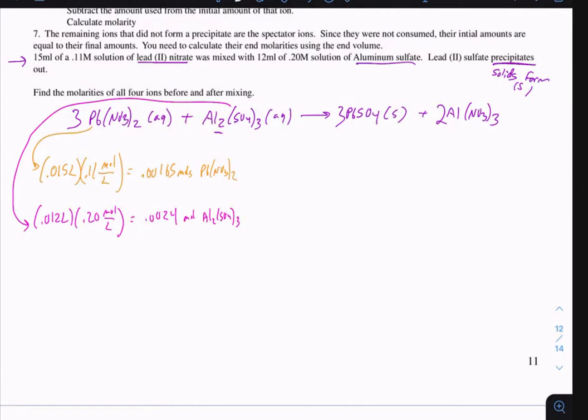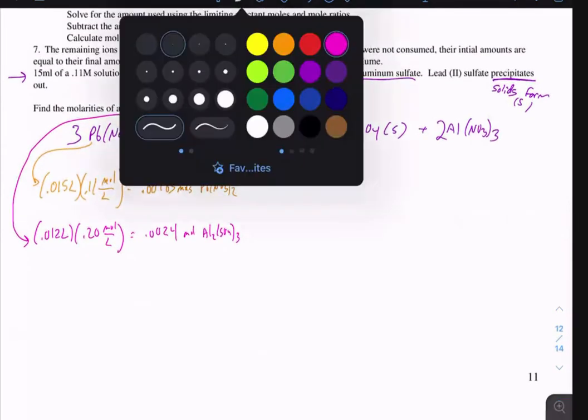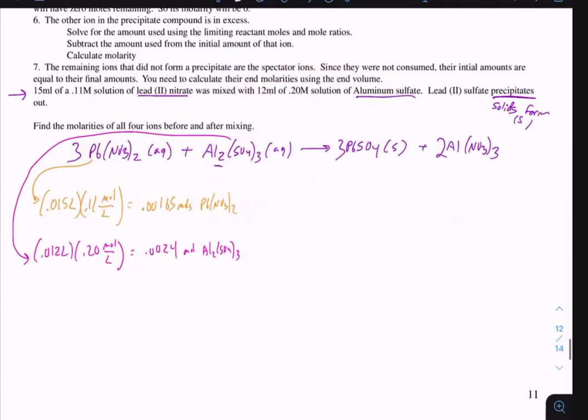So the goal of this type of problem is to find the concentration of all 4 ions. Now let me take a backward step here and point out, what are my 4 ions? The 4 ions in total are going to be the lead ion, the nitrate ion, the aluminum ion, and the sulfate ion. These are the 4 ions in question. Ultimately, this is our goal, to find the molarities of these.